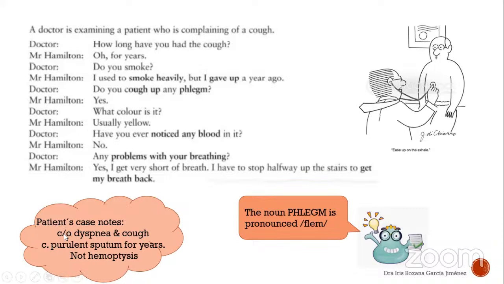Do you remember this abbreviation, C/O, dyspnea, and cough? How do we know that it's dyspnea? Because the patient is talking about short of breath. Short of breath is the common expression, the patient's expression. We translate it into dyspnea. And cough, of course, the patient is complaining about coughing with phlegm, or with purulent sputum for years, not hemoptysis. As you can see, we say dyspnea and cough, a purulent cough, a purulent sputum.